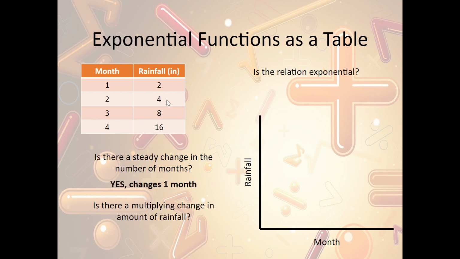Now here we have 2, 4, 8, 16. There is a steady change, and it is multiplication. We're multiplying by 2 each time. 2 times 2 is 4, 4 times 2 is 8, 8 times 2 is 16. So we're seeing a steady change, and it's multiplication. It is doubling, or multiplying by 2 each month. So therefore, is this exponential? Yes, it is. And if we were to plot these points, it would look something like this and form this curve.